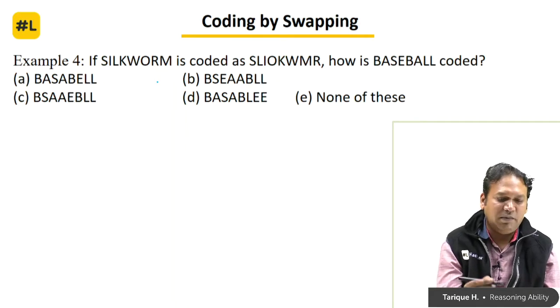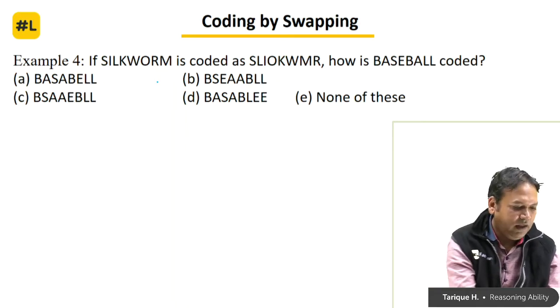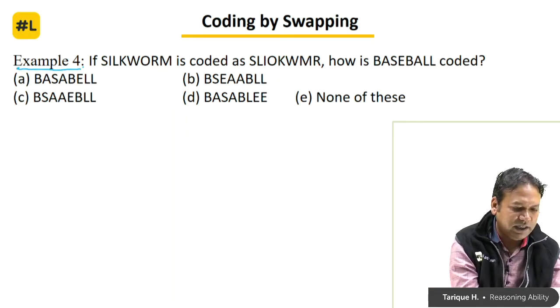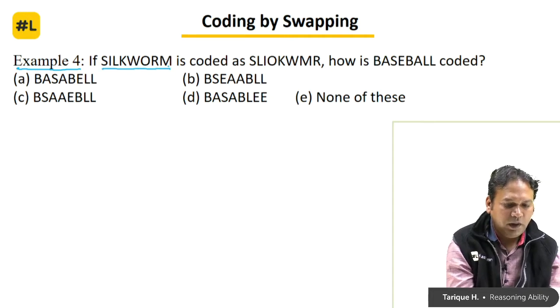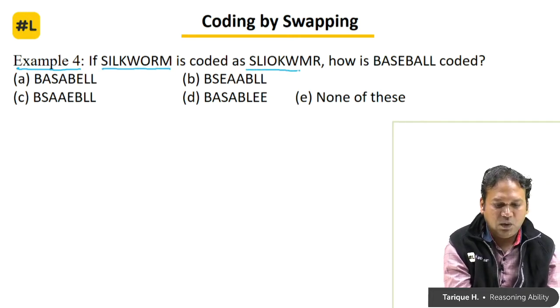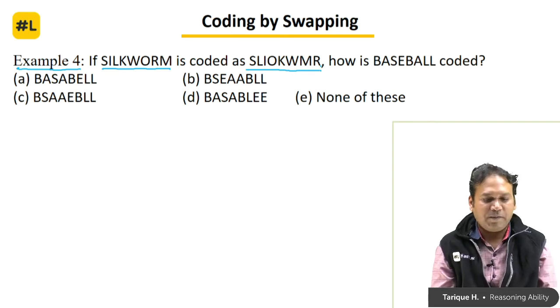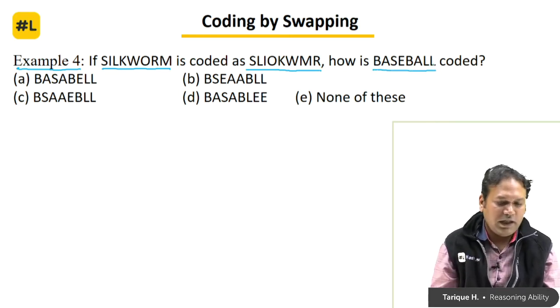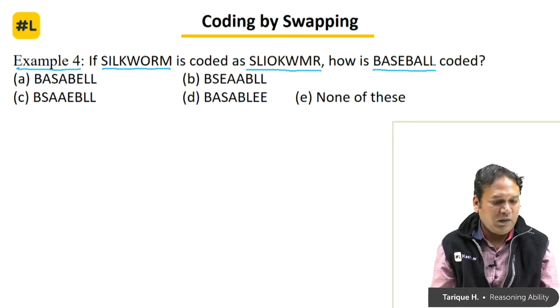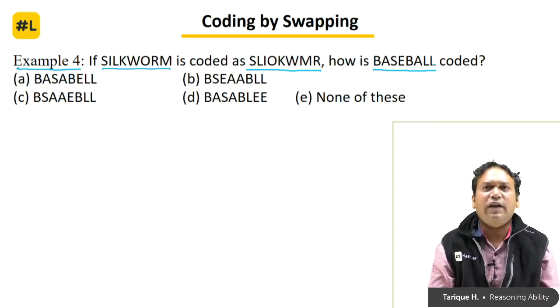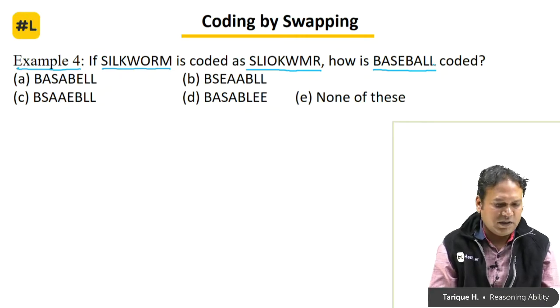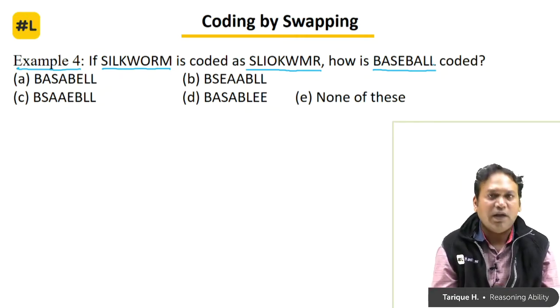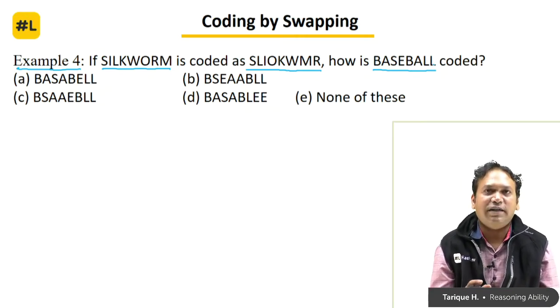This is purely based on swapping. So just observe here the example. What is the example saying? If silkworm is coded as SLIOKWMR, then how is baseball coded in the same way? Right, quickly. Now this question should be solved very quickly, not spending too much time. Quick observation. Solving is not always the main key. The key in the banking exams is also very important, it is the speed, right.